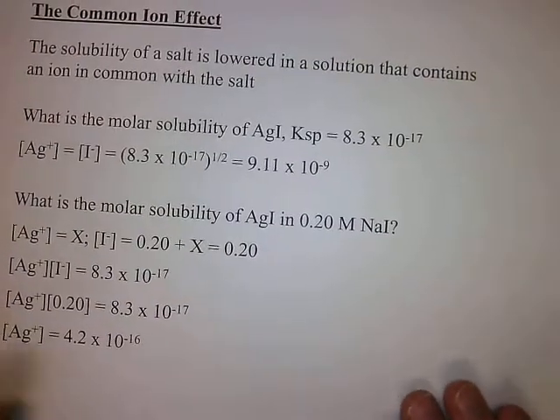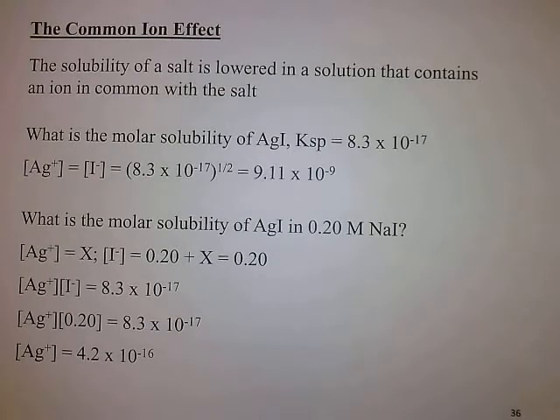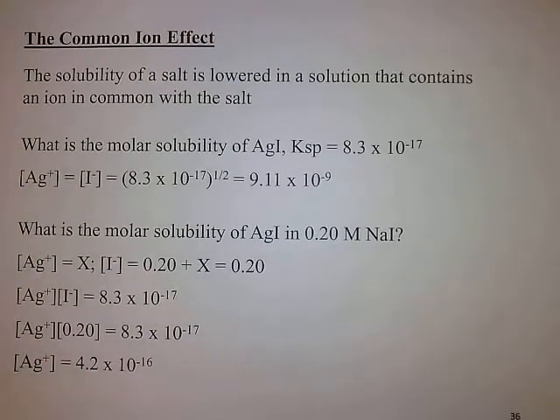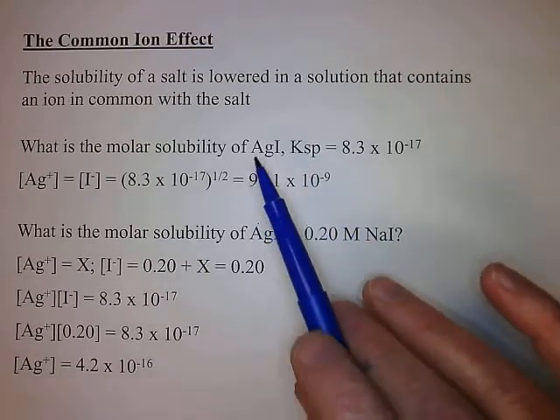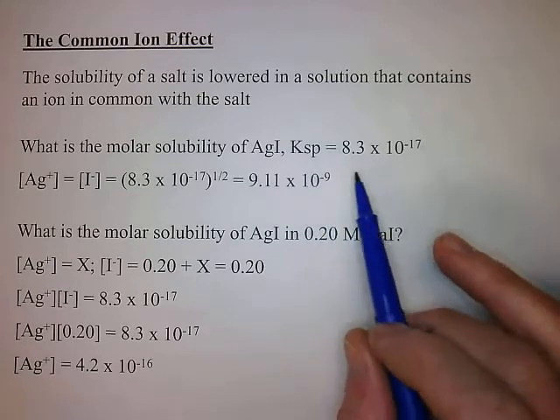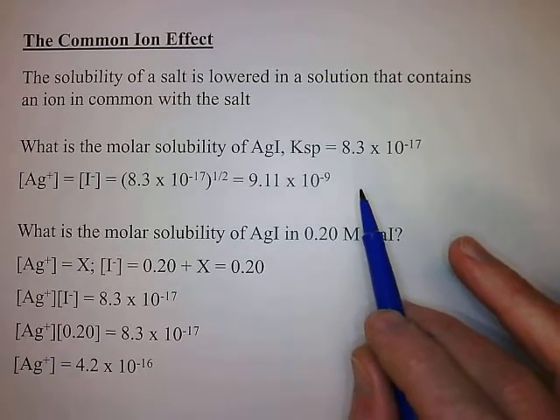Okay. So there's a couple more things we need to talk about here. Next is the common ion effect, which is important. The solubility of a salt is lowered in a solution that contains an ion in common with the salt. So suppose, for example, I ask you what's the molar solubility of silver iodide. If we look it up, we find that the KSP of silver iodide is 8.3 times 10 to the minus 17th.